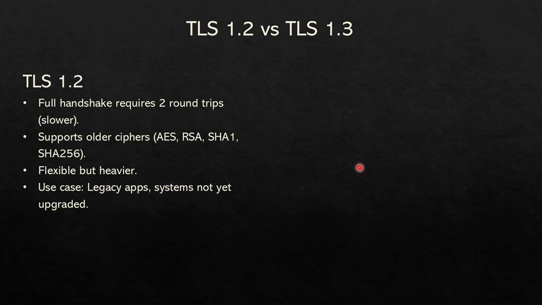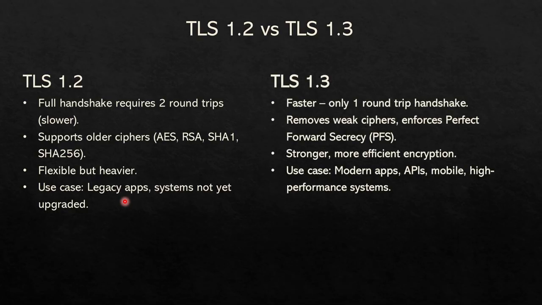TLS 1.2 supports older ciphers because it was introduced in 2008. Obviously, it's more than 15 years now. So the cipher suites that were introduced at that time are no more the secured ones, or they are older ones. It is flexible but heavier, and as discussed earlier, more of the legacy applications are still using the TLS 1.2 version. TLS 1.3 is faster because it only has one round trip for the handshake.